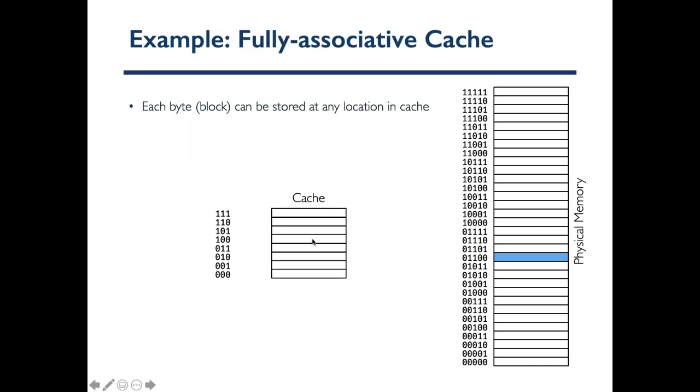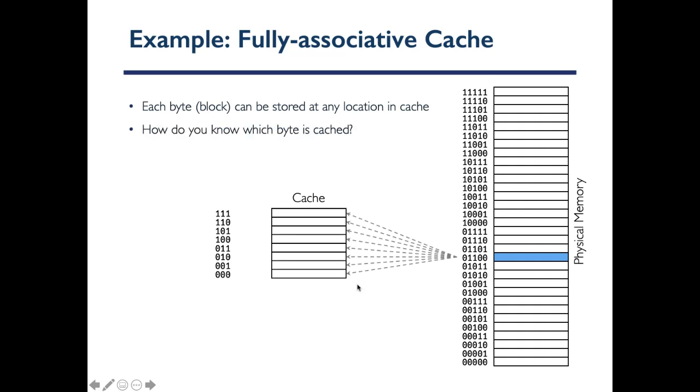Now let's do the same thing with fully associative cache. What does that mean? Fully associative cache means that each one of these guys could go anywhere in my cache. So this means that any one of these could go anywhere in my cache because I only have one set. So how do I know where to find it?